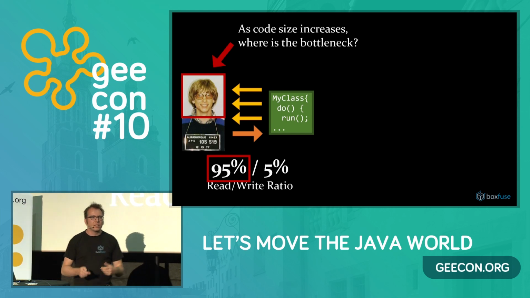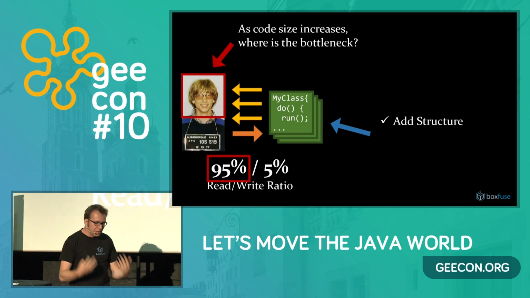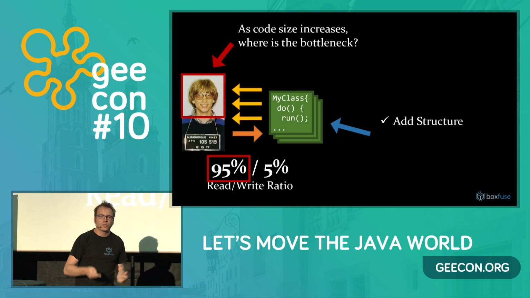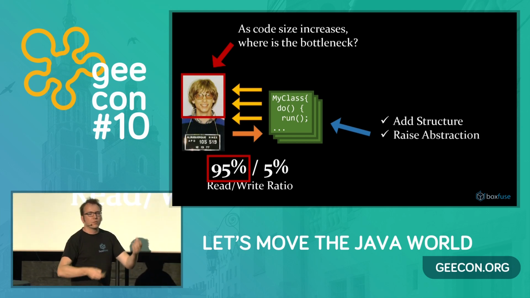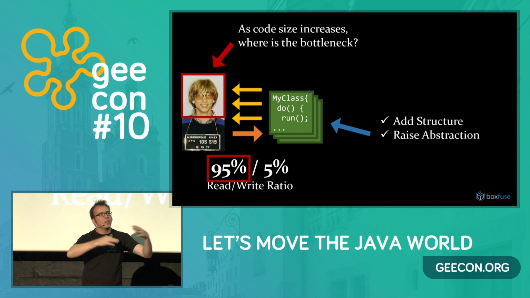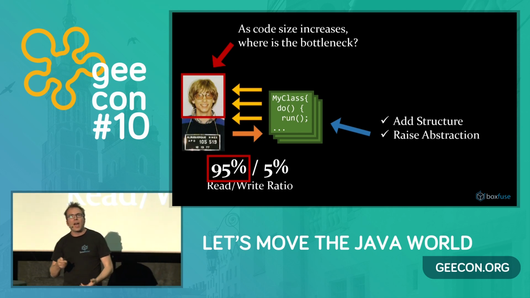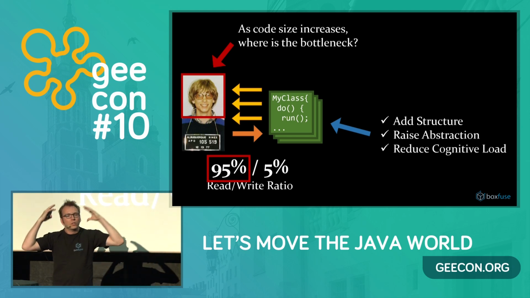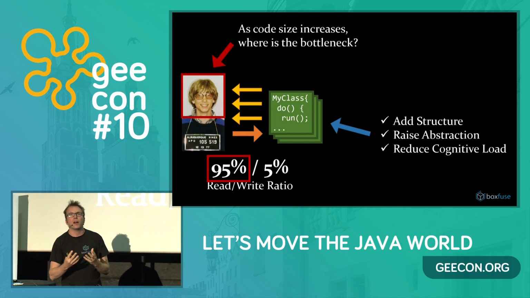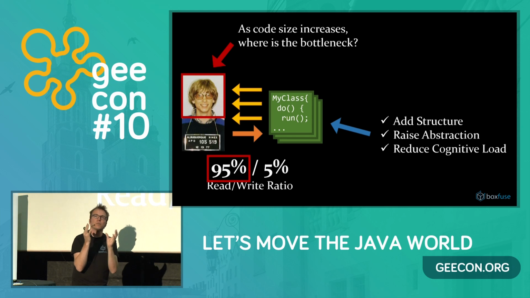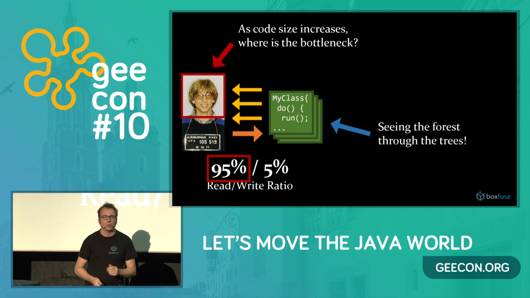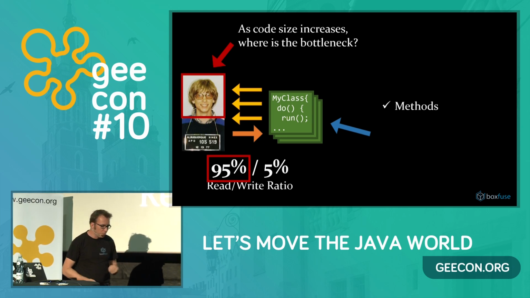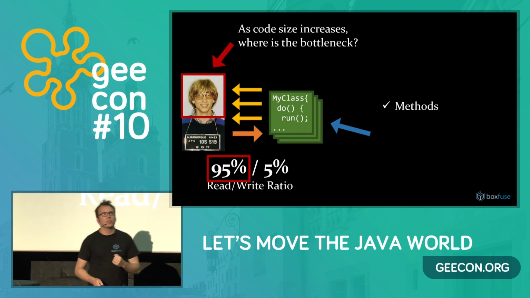Now, what can we do to do that? The first thing we can do is add structure to our code by splitting it into individual source files where we have different classes. We can raise the level of abstraction to make it easier to talk about things and understand them, so that we can reduce the load on our brains and really grasp even very large, complex systems and hold them within our heads, which would not be possible otherwise. It is all about seeing the forest through the trees. So what kind of tools do we have at our disposal for this?